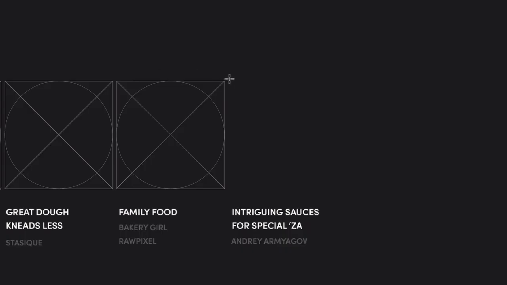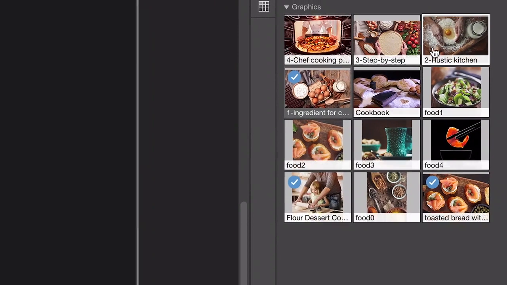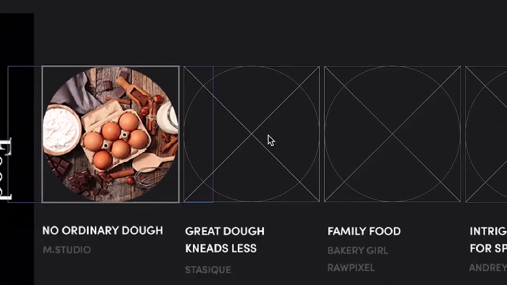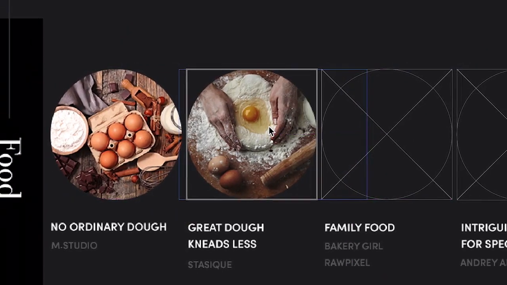And turn shapes or text into frames with our new Frame tool. Just drag and drop images whenever you're ready and they'll automatically be resized to fit the frame.